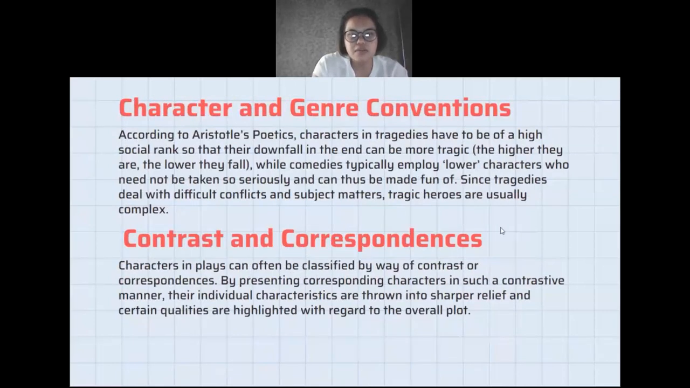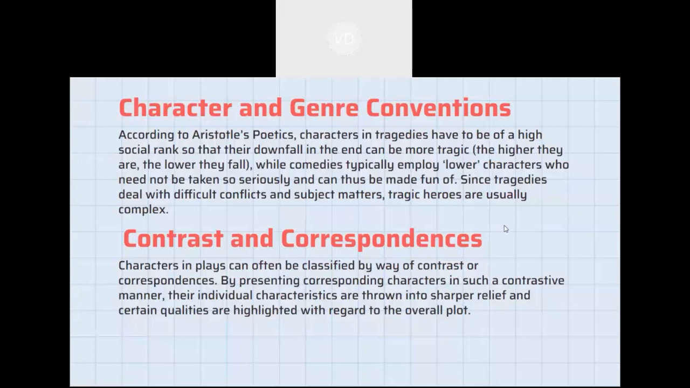Character and genre tensions. According to Aristotle's Poetics, characters in tragedies have to be of high social rank so that their downfall in the end can be more tragic. The higher they are, the lower they fall. Comedies typically employ lower characters who need not be taken so seriously and can thus be made fun of. Since tragedies deal with difficult conflicts and subject matters, tragic heroes are usually complex.